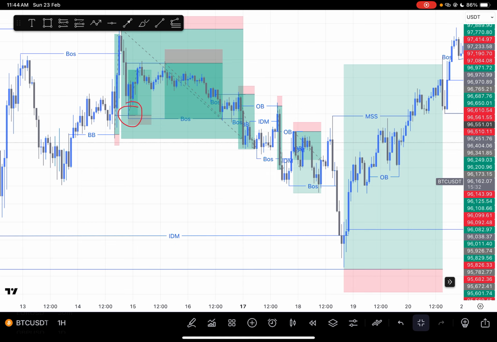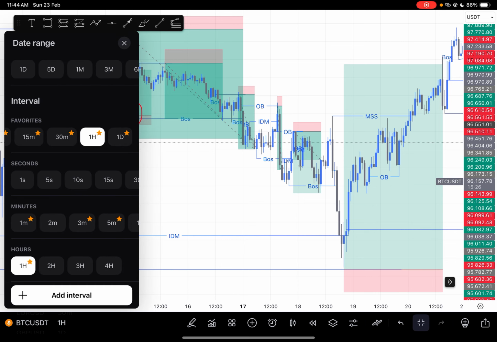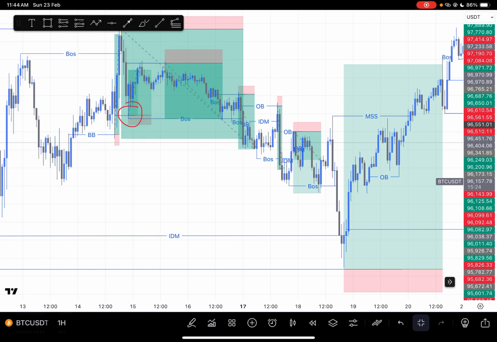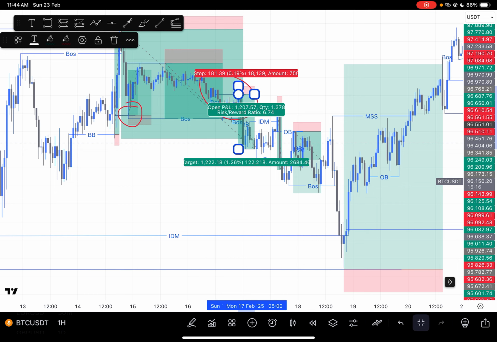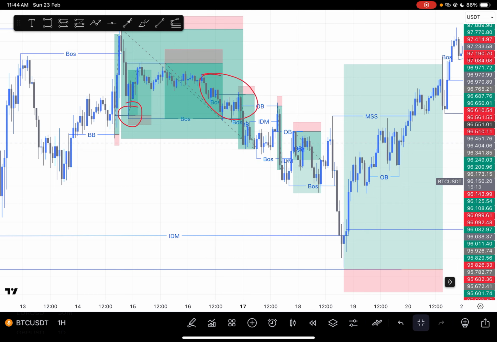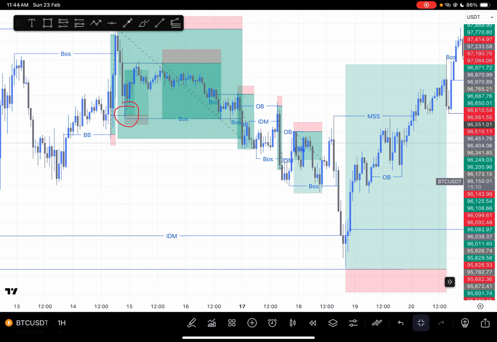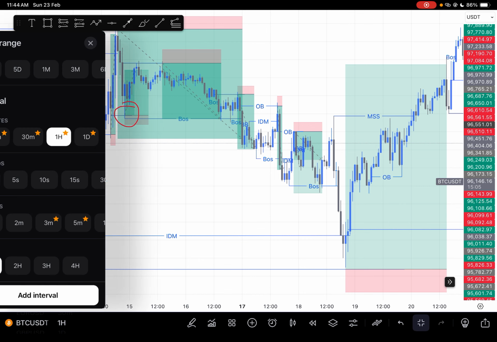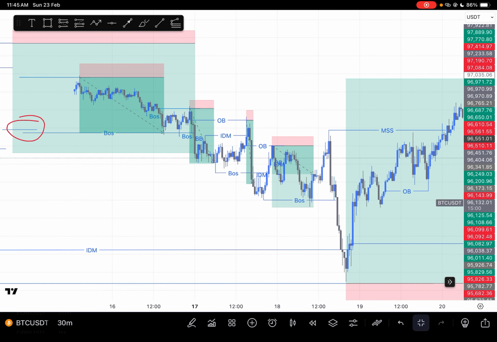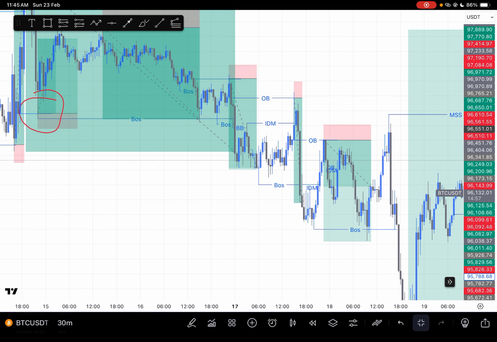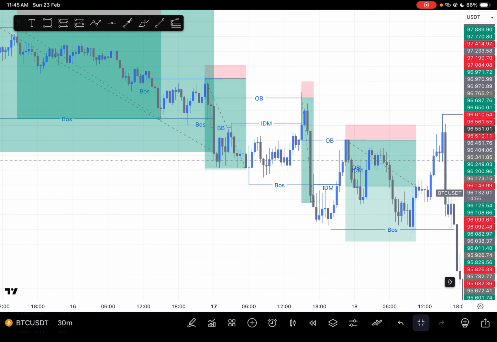So after marking the first break of structure, what next? Now you have to look for another order block from this region that price will probably retest on. So now you have to go down to a lower time frame, because if you look at this chart, you won't be able to see the order block very clearly. So you go down to a lower time frame until you are able to spot that order block. Now you can see very clearly this is the order block here.